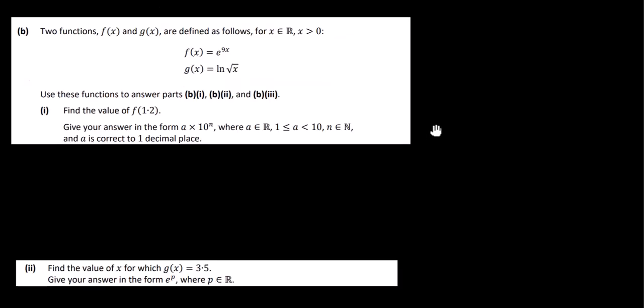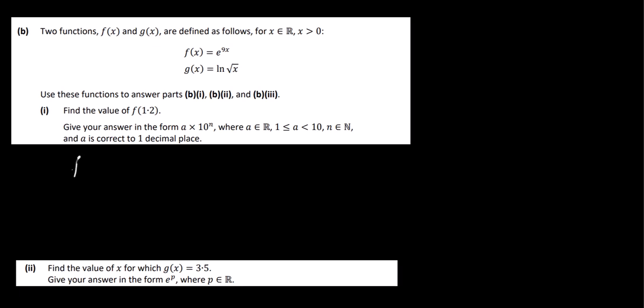Let's have a look at part B. The two functions f of x and g of x are defined as follows for x real and x positive. f of x is equal to e to the power of 9x, g of x is equal to the log of the square root of x. Use these functions to answer b1, 2, and 3. Find the value of f of 1.2. Again, fairly straightforward. We have to give our answer in scientific notation form. So let's do it anyway.